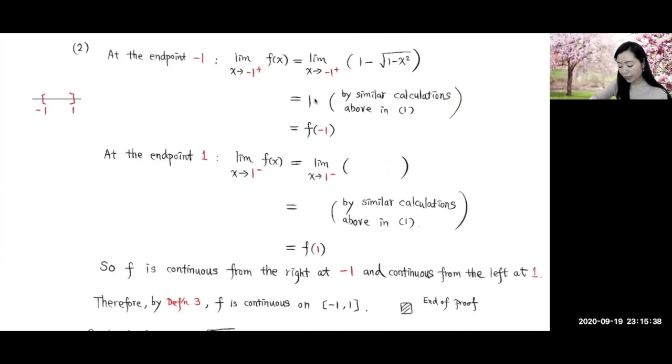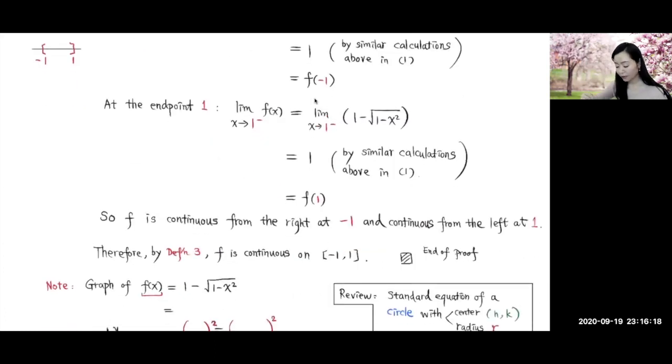Similarly, at this endpoint 1 over here, we take the left-hand limit of the function, and by similar calculation above as in case 1, that is equal to 1, which is the same as you substitute 1 into the x in the function. So the left-hand limit is equal to the function value. So the function is continuous from the left at 1.